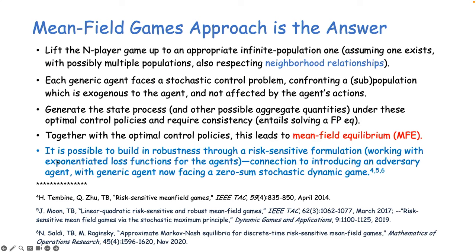It is possible to build robustness into this whole derivation through a risk-sensitive formulation, this time working with the exponentiated loss function for the agents. And we have shown that this brings in an adversarial aspect to this formulation. The generic agent, instead of solving a stochastic control problem, now solves a stochastic zero-sum dynamic game. We introduced that in this Transactions on Automatic Control paper in 2014, and then several others more recently, in 2020, for a very general class of problems in discrete time. This one is in continuous time.